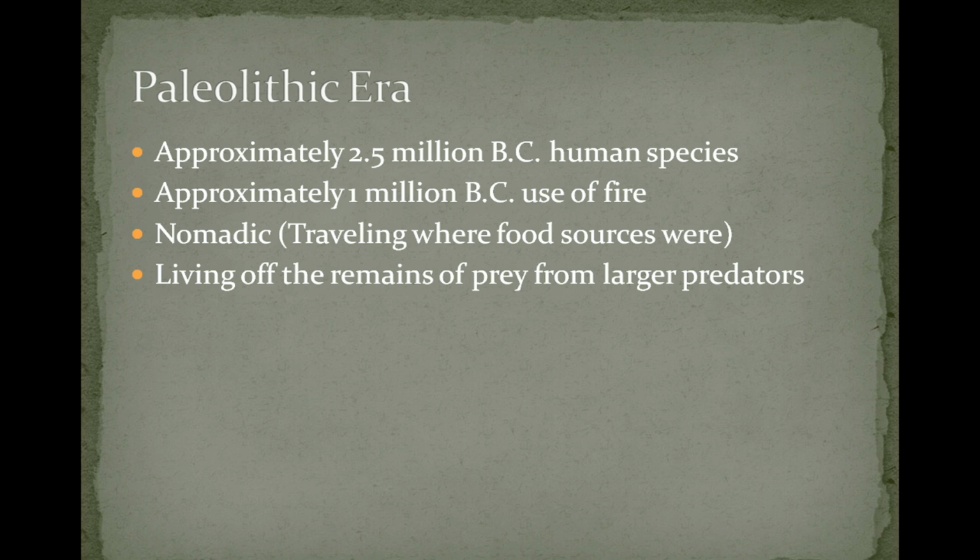The next thing is one of the main ways that human beings got food was they would live off the remains of the prey of a larger predator. A larger predator would kill an animal and then take as much of the meat as that predator wants, and then whatever was left over, that would be for the human beings, and that's essentially how we would eat.